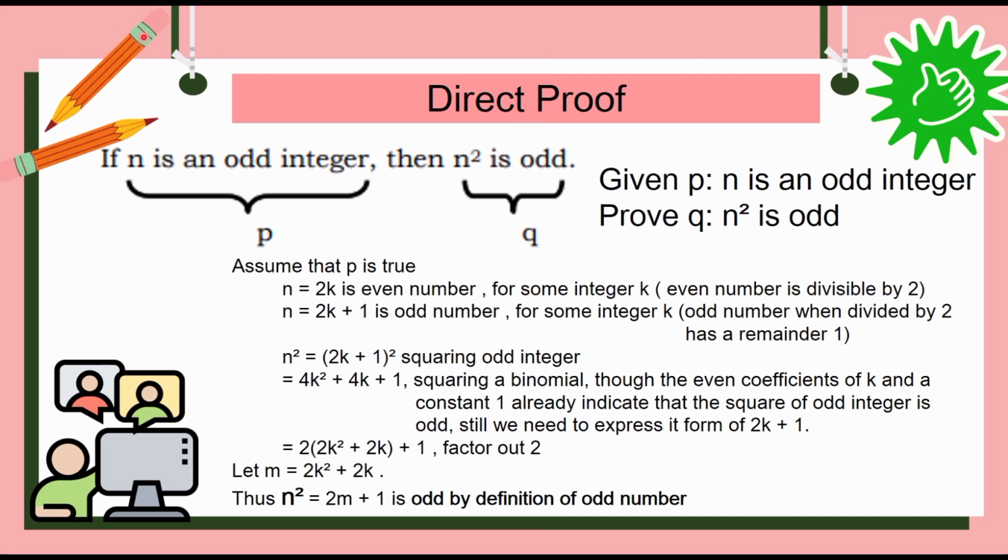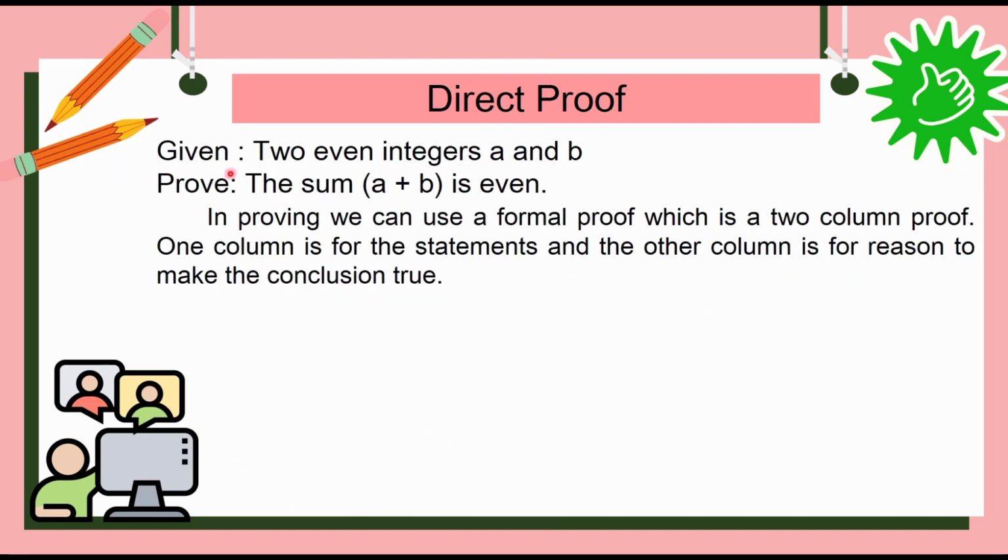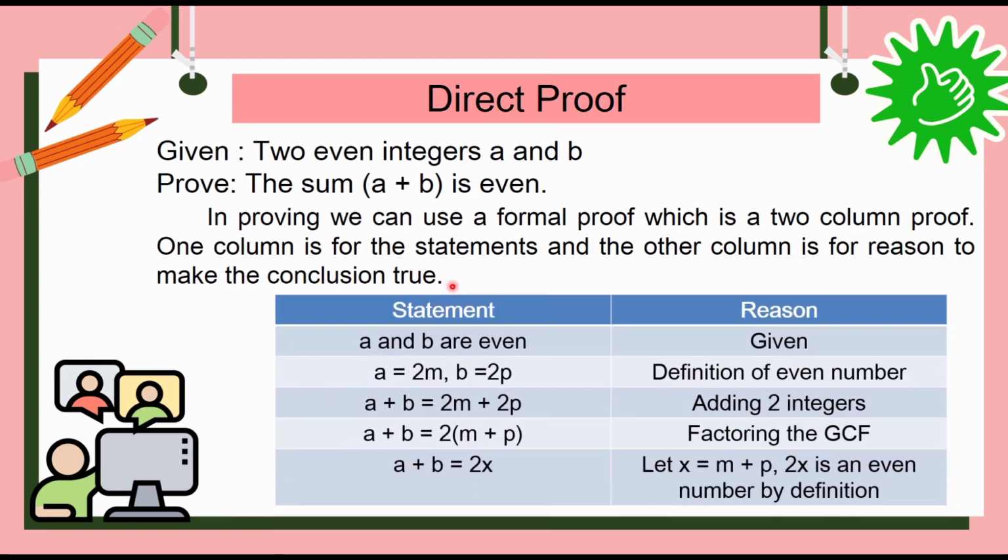Okay, let us have the second example under our direct proof. So, our given: two even integers a and b. We need to prove that the sum a plus b is even. In proving, we can use a formal proof, which is a two-column proof. Pwede tayong gumamit ng two-column proof. One column is for the statements, and the other column is for our reason to make the conclusion true. So, ito yun. Two-column proof, the statement, and the reason.